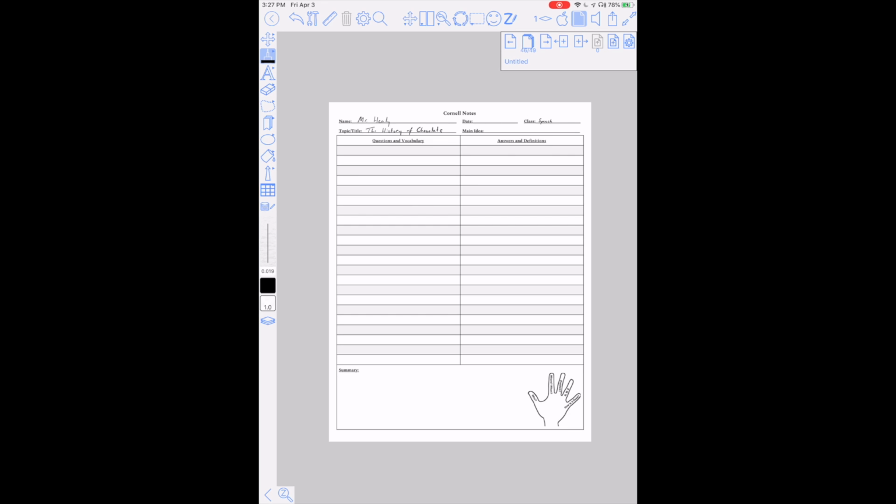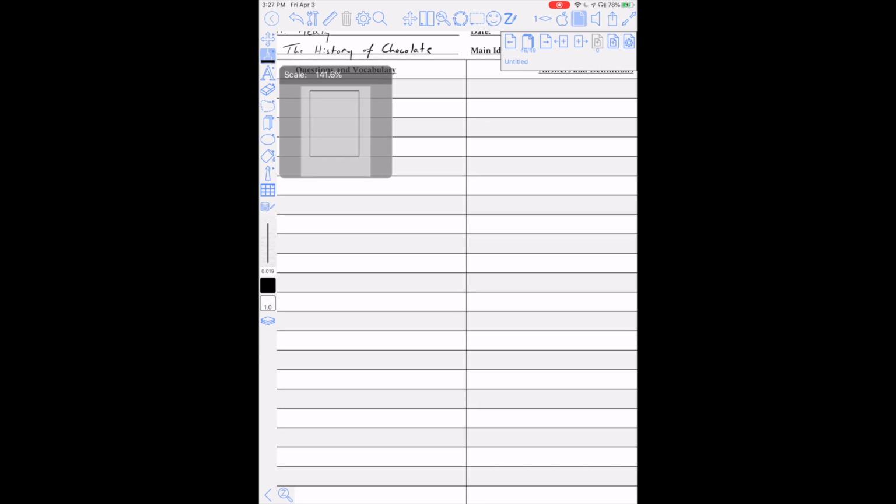Let's briefly go through the parts of the Cornell Notes page. First, notice how the page is primarily divided into two columns. On the left side is where we have our questions and vocabulary. On the right side is where we write the answers and definitions. At the bottom of the page is a space to provide a summary and a miniature visual prompt, which I'll describe more about in a minute.